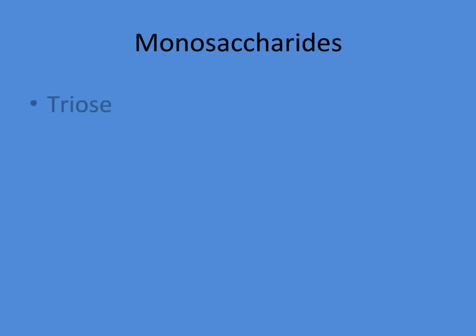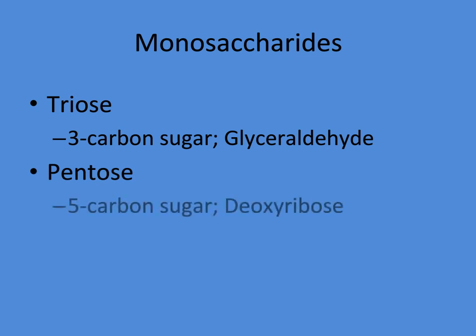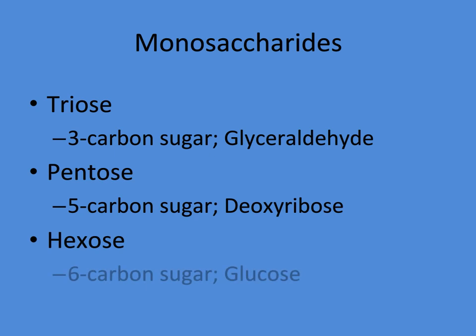Most monosaccharides, the monomers of carbohydrates, have 3, 5, or 6 carbons. If the monosaccharide has 3 carbons, it is called a triose. Glyceraldehyde is a triose that is produced during photosynthesis. This monosaccharide is used to synthesize more complex monosaccharides. A 5-carbon sugar is called a pentose. Deoxyribose is a pentose found in DNA. A 6-carbon sugar is called a hexose. And while glucose is the monosaccharide used by most living organisms, organisms utilize many different hexoses for various reasons.